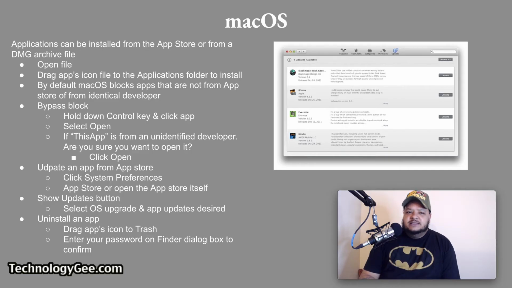If a warning message such as "This app is from an unidentified developer, are you sure you want to open it?" appears, click Open to open it anyway. To update an app obtained from the App Store, click System Preferences, App Store, or open the App Store itself. If the Show Updates button is available, click it. Select the operating system upgrade and update apps desired.